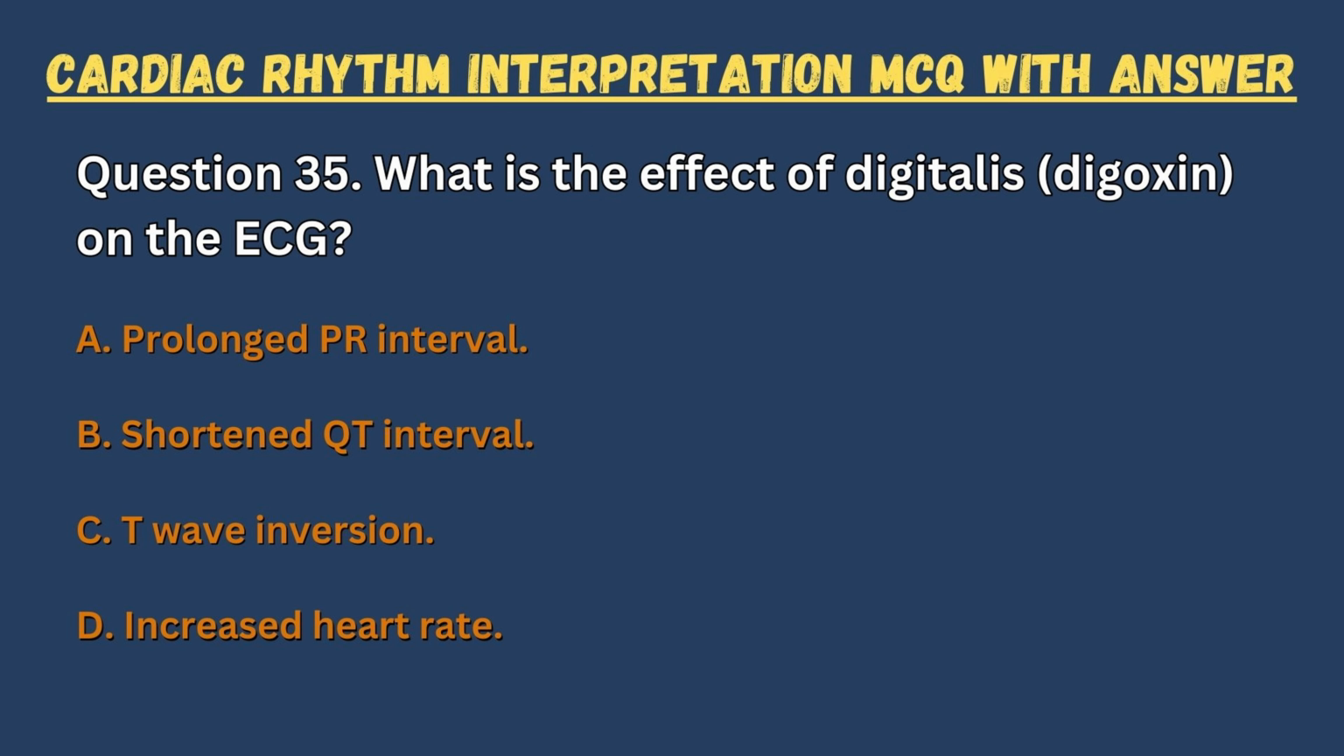Question 35. What is the effect of digitalis, digoxin, on the ECG? A. Prolonged PR interval. B. Shortened QT interval. C. T-wave inversion. D. Increased heart rate.